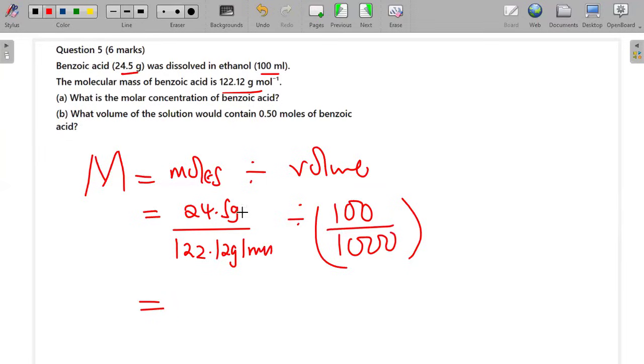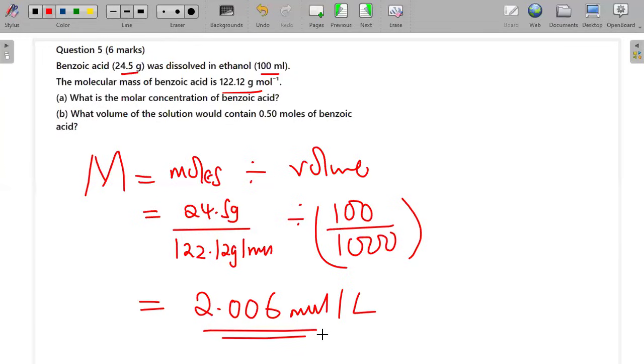So you punch this directly onto your calculator. I'm finding 2.006 moles per liter. So that is the molar concentration there. Just punch whatever is on top there on your calculator and you're going to find it. Okay, so this was part A.